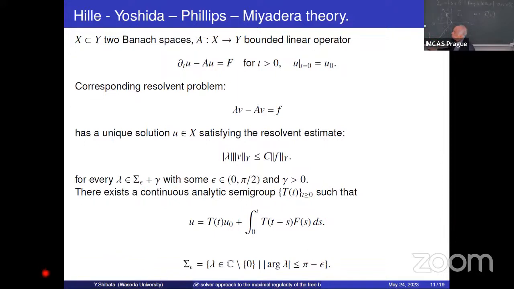It's some kind of fundamental formula for this abstract ordinary differential equation. So the point is that on this sector, you have this estimate. Once you get this estimate, then automatically you get the generation of the semigroup, and then you have the solution formula for this equation. This is a linear equation.